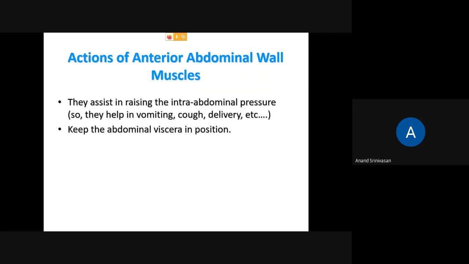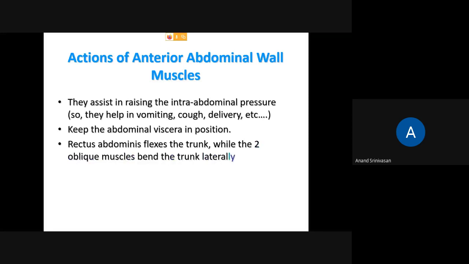As I said before, they help in increasing the intra-abdominal pressure, and also during micturition and during defecation. Imagine when you are going to the washroom to pass stools, so you strain. When you strain, the intra-abdominal pressure increases. These abdominal walls contract, increase the pressure within the abdomen, and that will force the contents of the abdomen to be released. So during micturition and defecation, the anterior abdominal wall helps.